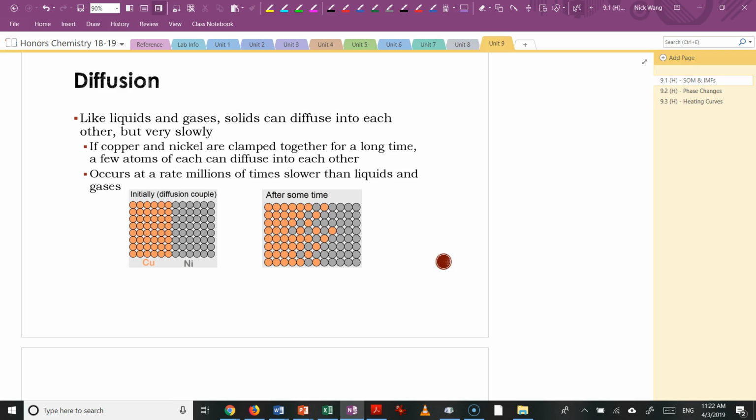Finally, this term diffusion, we typically think of liquids and gases as the only substances that can diffuse. And, at least for what we're used to saying, yeah, that's absolutely the case. But it turns out that solids can diffuse into each other.